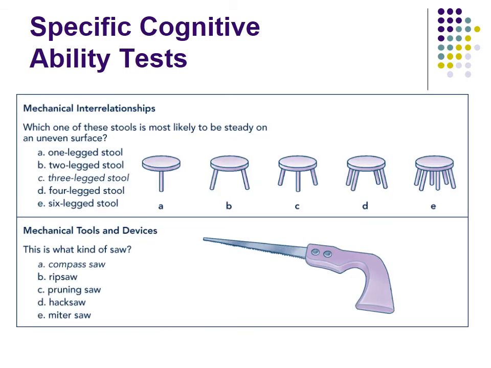Here's just a quick example of a couple of mechanical cognitive ability tests. So both tool recognition and also just general patterns or structures of engineering would be examples of this kind of a specific cognitive ability test.